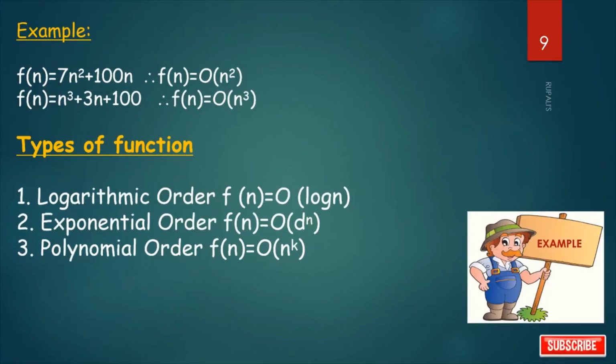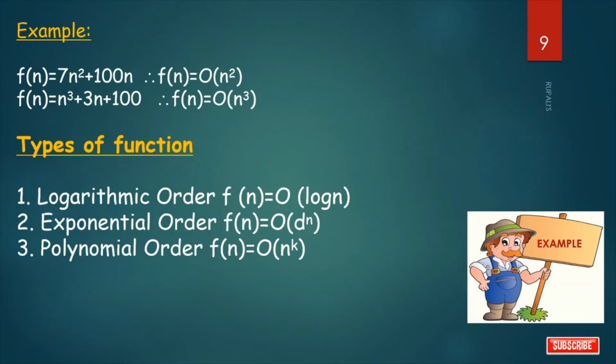Take some examples. For the first equation, f(n) equals 7n square plus 100n. What is the maximum power of n? It is n square. So what is the order of this function? It is order of n square. For this equation, what is the maximum power of n? It is n cube. So what is the order of this function? It is order of n cube.